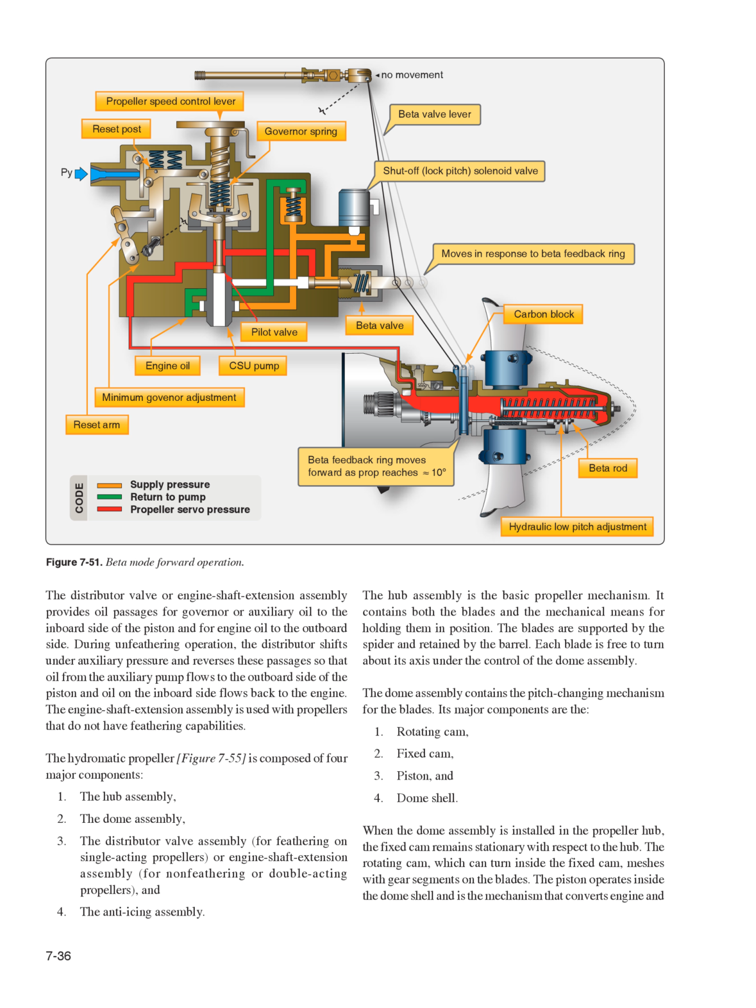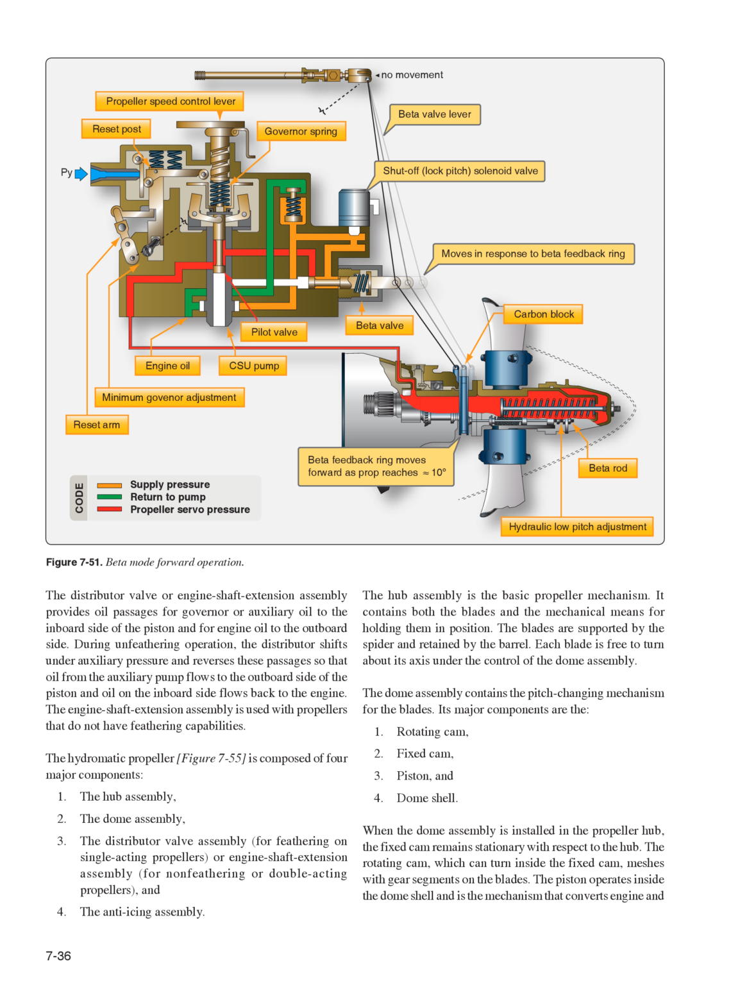The Hydromatic propeller, Figure 755, is composed of four major components. 1. The hub assembly. 2. The dome assembly. 3. The distributor valve assembly, for feathering on single-acting propellers, or engine shaft extension assembly, for non-feathering or double-acting propellers, and 4. The anti-icing assembly.